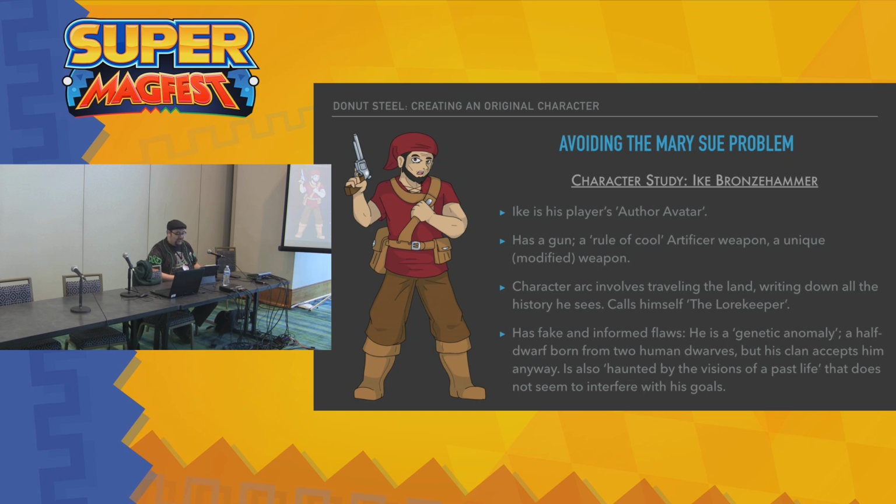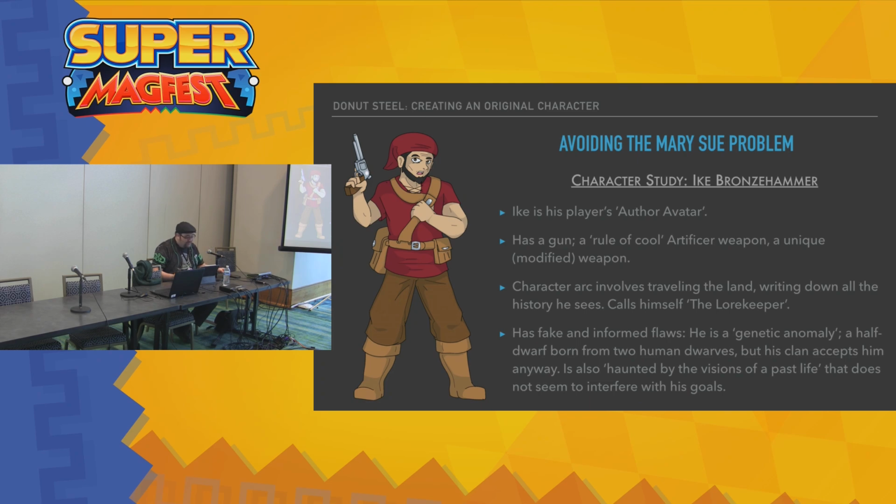So this guy here is Ike Bronzehammer. Ike is his player's quote author avatar because he couldn't bring himself to say self-insert. He has a gun, not just any gun, a revolver, as a rule of cool artificer weapon. Artificer? A unique and, of course, modified weapon. His character arc involves traveling the land, writing down all the history he sees. Calls himself the lore keeper. That's great, but where's the arc? How does he change? What prevents him from changing?